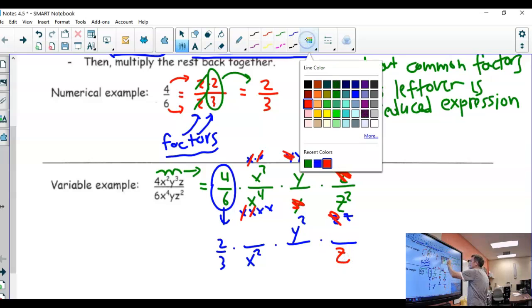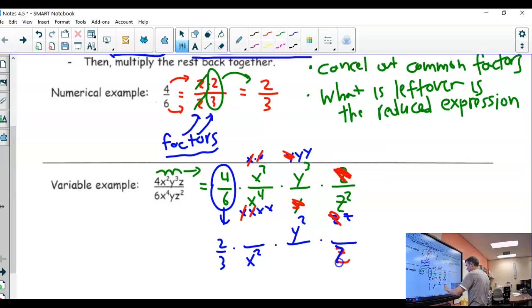Oops, didn't color code that well. Let's make that blue. Okay.